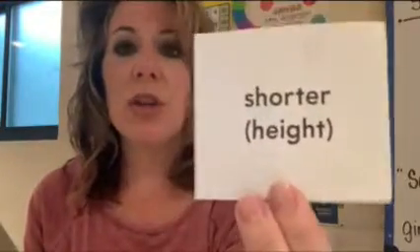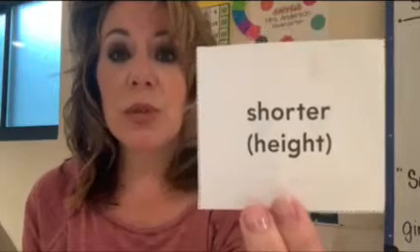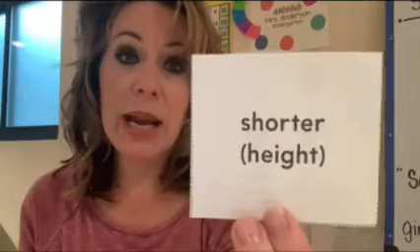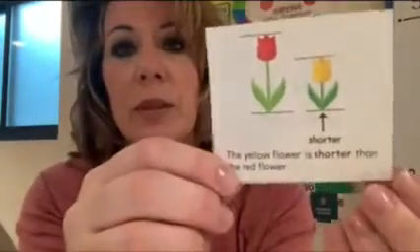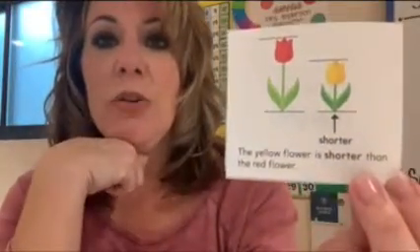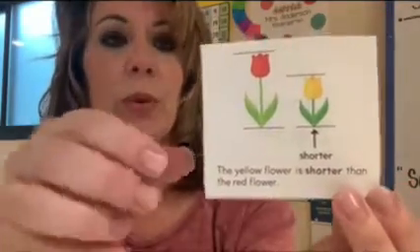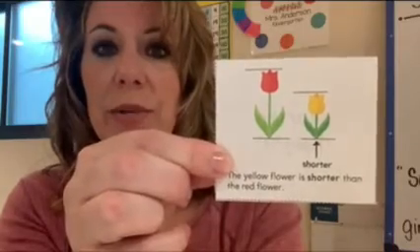Next one, let's take a look at shorter. Find the word that starts with shorter. Shorter. And we're talking about height. So a minute ago, we talked about height and what height means. So when we say something is shorter, let's turn it around to see what it says. It says, the yellow flower is shorter than the red flower. And we can see that, can't we? We can see that it's shorter.